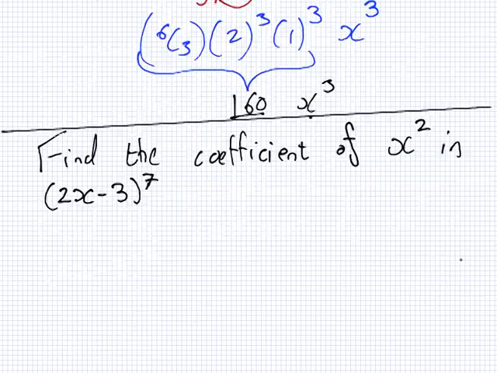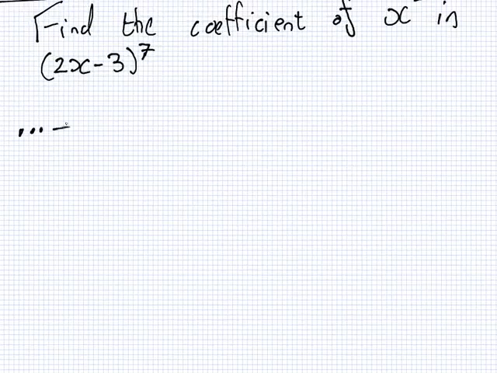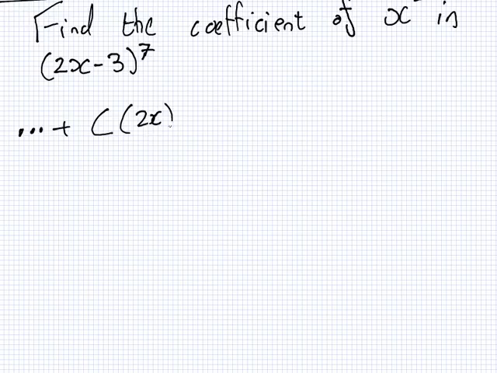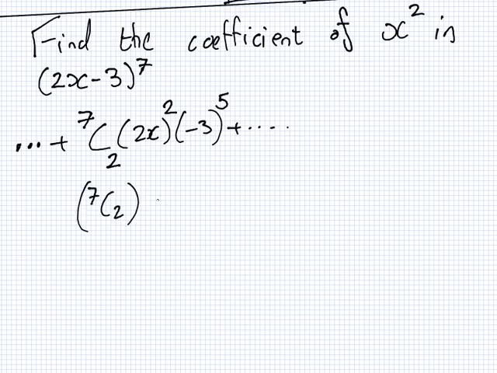So, let's have a look at the answer. We know in the answer we'll have dot dot dot plus the part we want, which will be a C, a 2x and a minus 3, plus more parts. We know this number has to be 7. And we know this number has to be 2, which makes this one a 5. So we must type in 7C2 times 2 squared times minus 3 power 5.